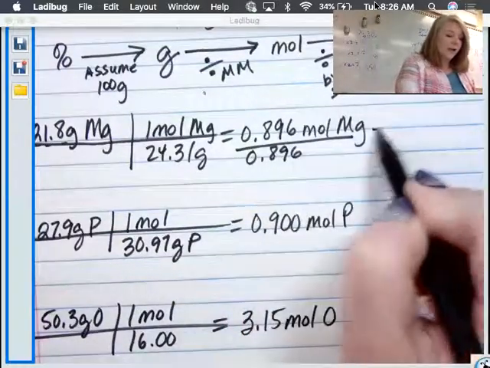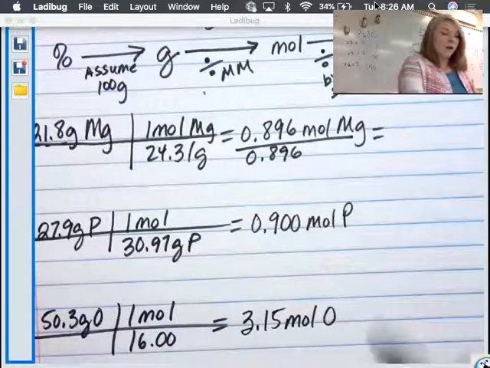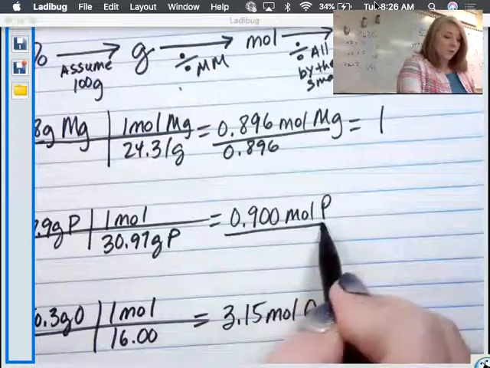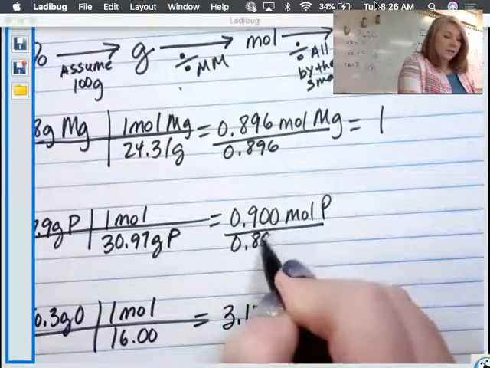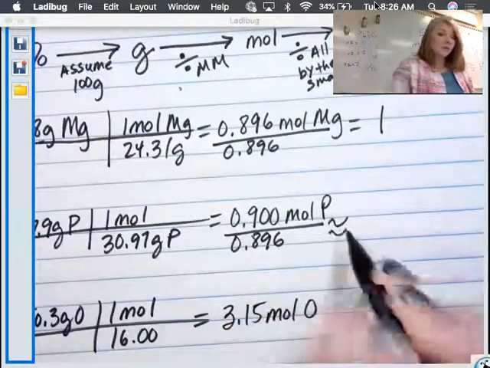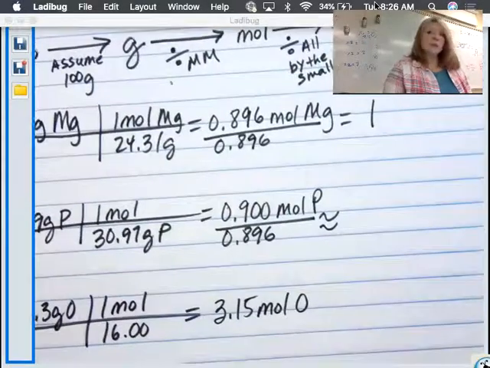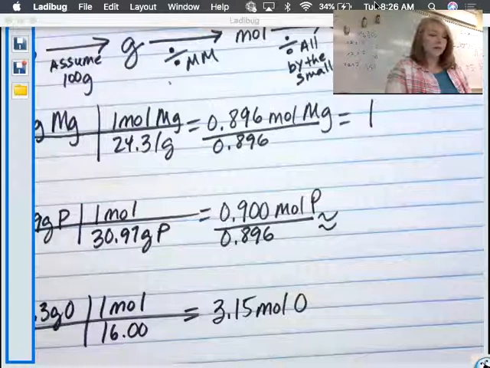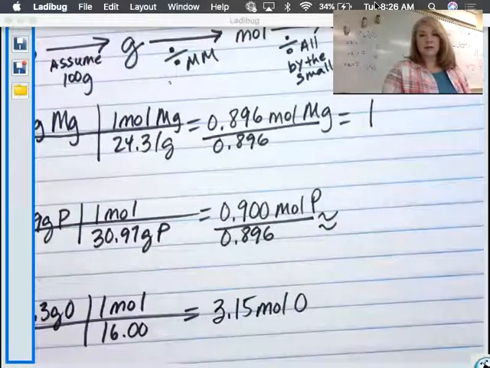When you do that, notice dividing a number by itself, obviously you're going to get a whole number for that one. And we're going to divide this one by 0.896, and I think that's going to be approximately 1. I think it's 1.05 when you do the division there. Somebody do that real quick and let's see what that is. 0.9 divided by 0.896.